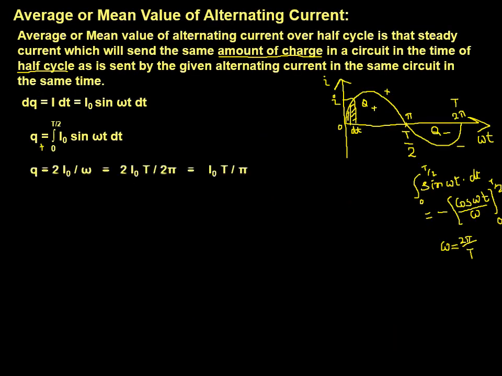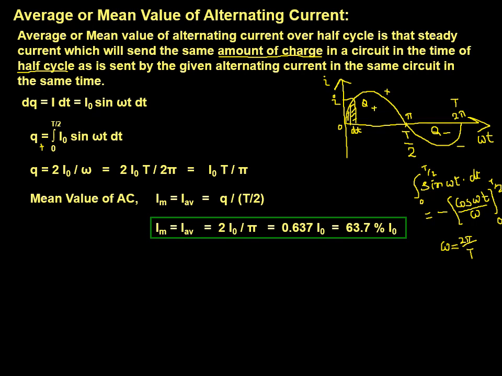Average or mean value. Actually, averaging in AC requires two types of techniques. The first technique is with the help of charge. You can see an AC has two half cycles. One is the positive half cycle, another is the negative half cycle. The area of the I versus t graph or I versus omega t graph will give you the total charge.